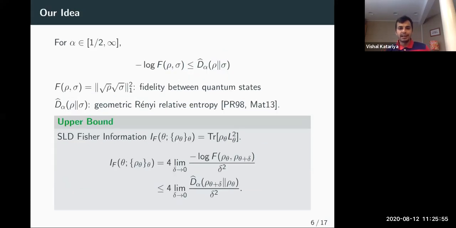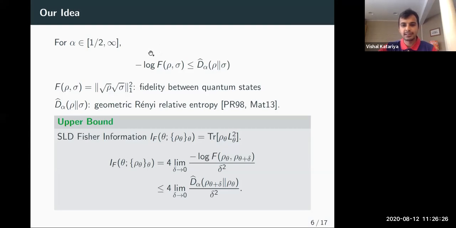Now, our idea, which I'm going to explain extremely briefly and perhaps not even satisfactorily, is to use this inequality from quantum information theory that's on top, connecting the fidelity between quantum states and something called the geometric Rényi relative entropy. I'm not even going to define this Rényi relative entropy in the interest of time. All that I want to impress on you is that the Fisher information is connected to the fidelity.